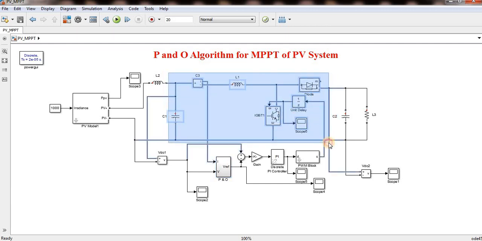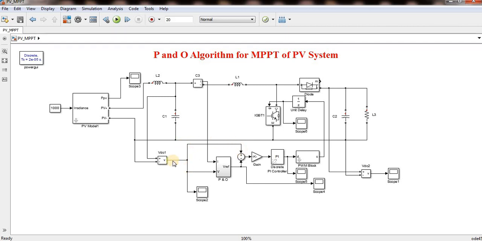This is the boost converter. I connected the boost converter. I am not selecting the buck converter; I will explain in this video why the buck converter is not preferable for a PV panel. I connected the boost converter, and I am not regulating the output voltage of the boost converter. I am regulating the input voltage of the boost converter. I take the voltage and the P&O algorithm gives the V reference, and this is my DC link voltage, the DC voltage input.